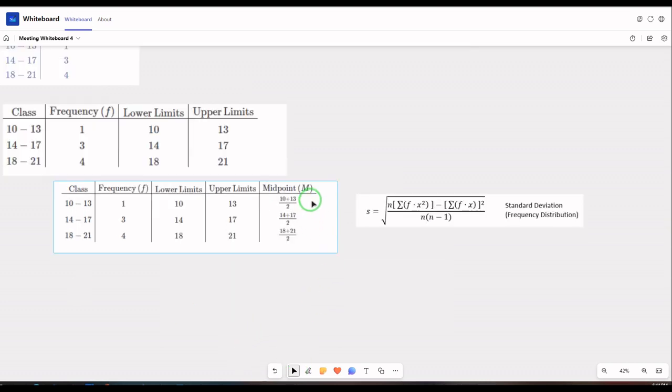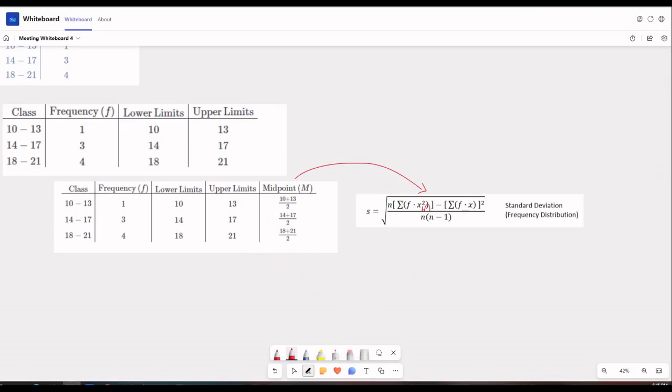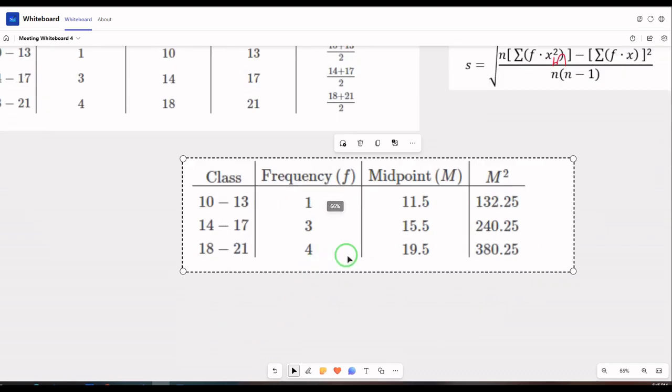But remember guys, here I have to emphasize again, the x is xm, right? Because here we have midpoints. So for this specific example, I'm going to use this formula. So that's why I calculated the midpoint. And as you can see here, the next step would be midpoint to the power 2. So what I do here, I raise the midpoint to the power 2. Okay, let me put the answer here. So the next step would be this one.